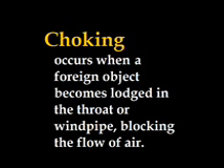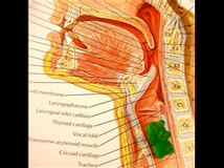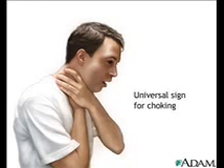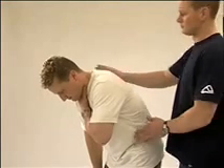Choking occurs when a foreign object becomes lodged in the throat or windpipe, blocking the flow of air. In adults, a piece of food often is the culprit, because choking cuts off oxygen to the brain. Administer first aid as quickly as possible. The universal sign for choking is hands clutched to the throat.